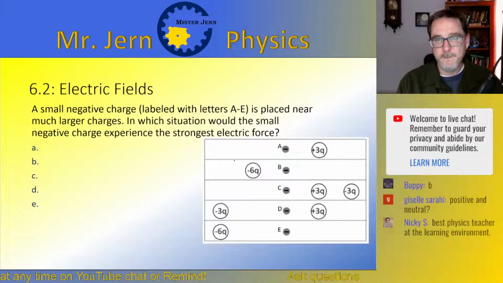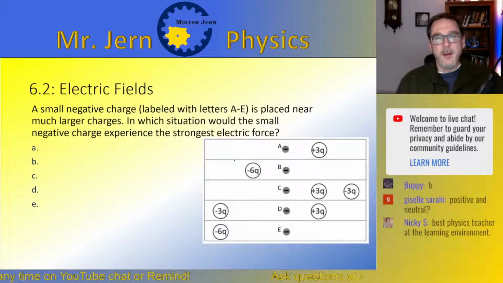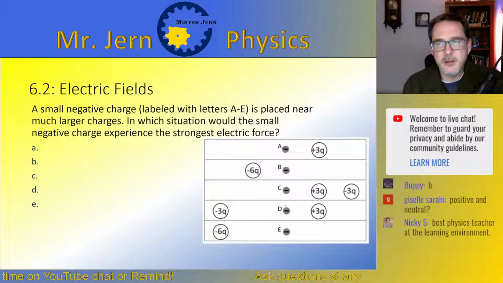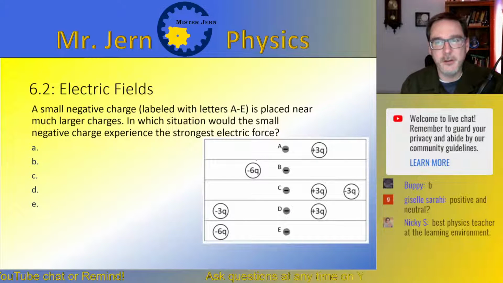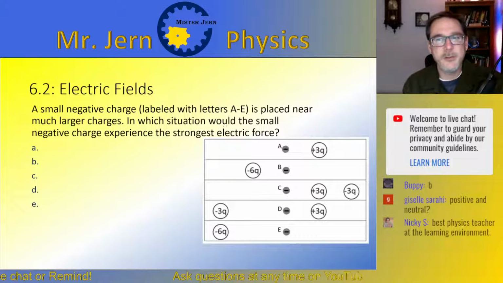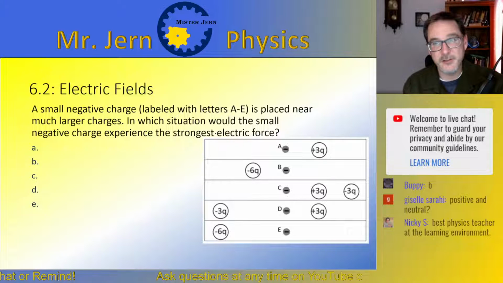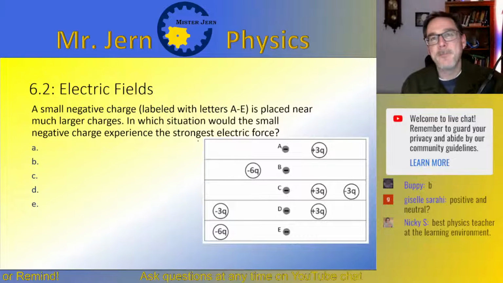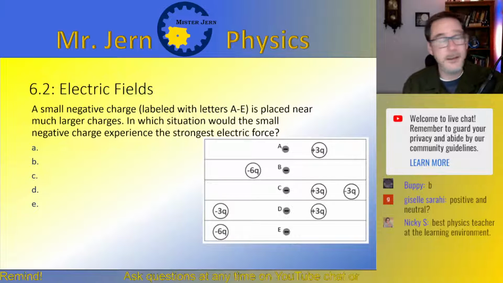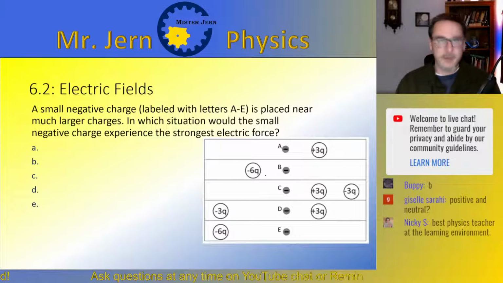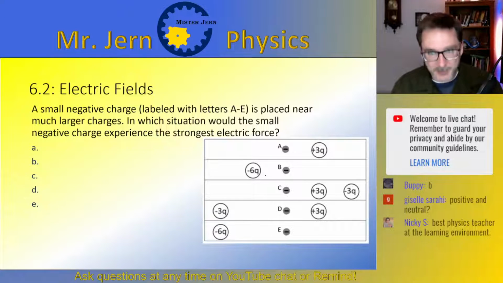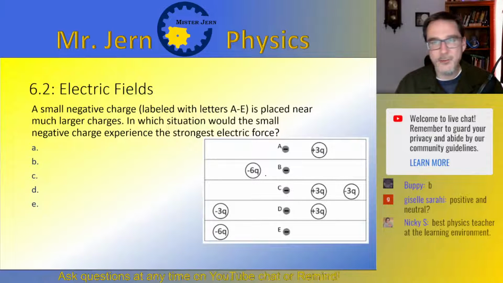Okay. Oh, hey, what's this one? All right, so we have a small negative charge here in the middle. There are five situations, A, B, C, D, E, and they're all labeled. They're all one negative charge in the middle, placed by much larger charges. So in which situation would the small negative charge experience the strongest electrical force? It doesn't say anything about positive or negative, push or pull. We just need to figure out which one has the strongest electrical force. So this one's going to take a little bit of analysis once again.